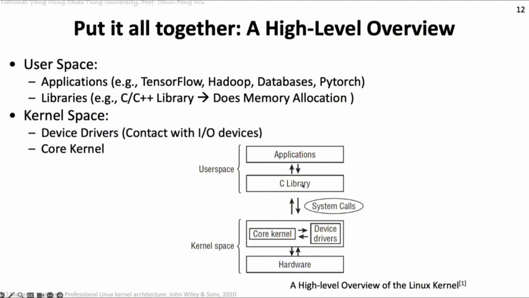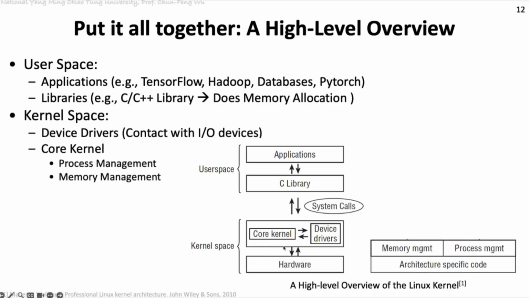And then there's the system call glue between the C library and the kernel space. In the kernel space, there is the core kernel, the device drivers, and the hardware. Inside the core kernel, there are several things. The first one is the process manager, and the second one is the memory manager, just like on the right-hand side. So this is the core kernel part.